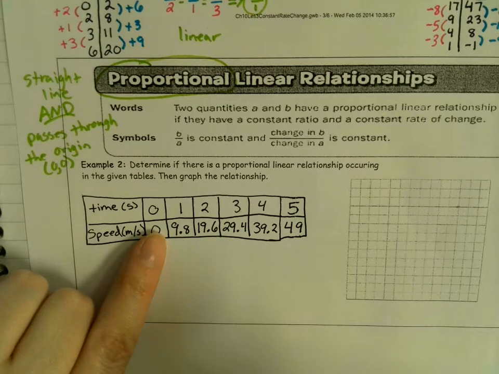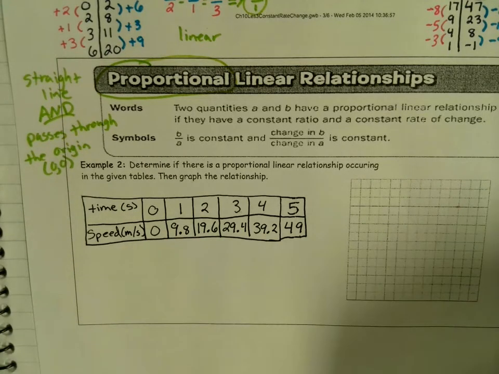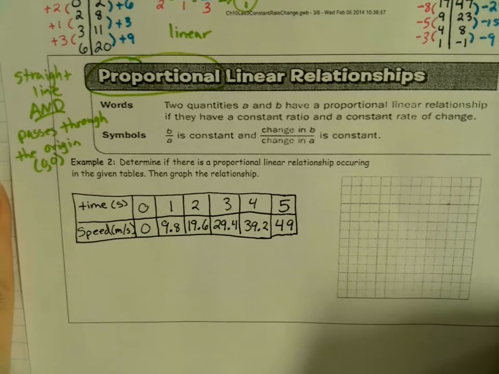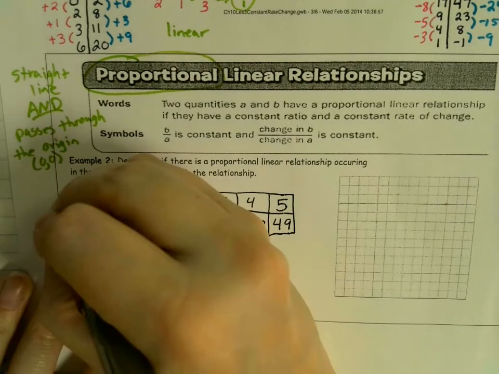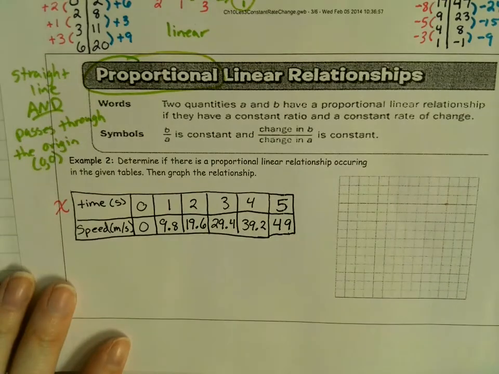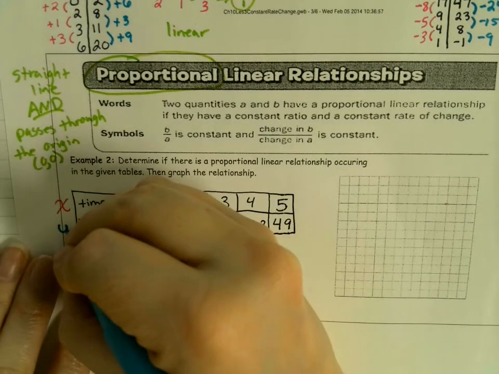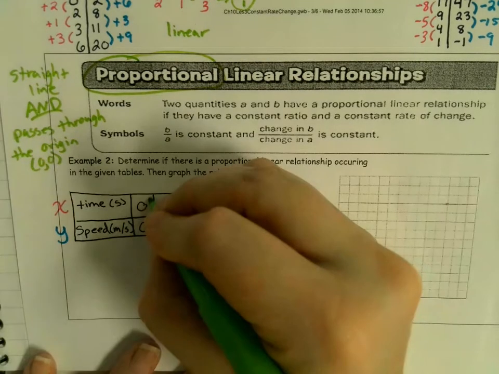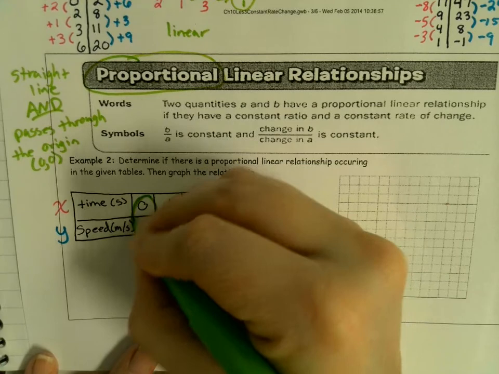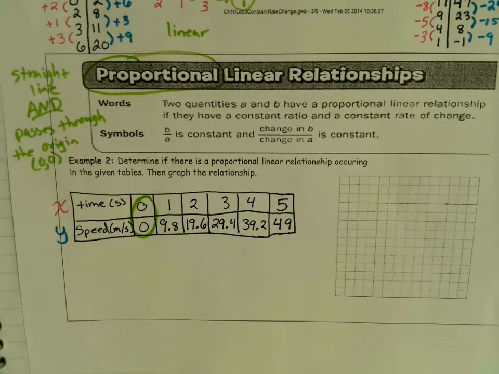Okay? So taking a look here, we've got our table. This is our x values, the time. The speed that we're moving at is going to represent our y values. We started at 0, 0, so that's important. It starts at 0, 0. Now we need to check to see, is it going to create a straight line by having a constant rate of change?